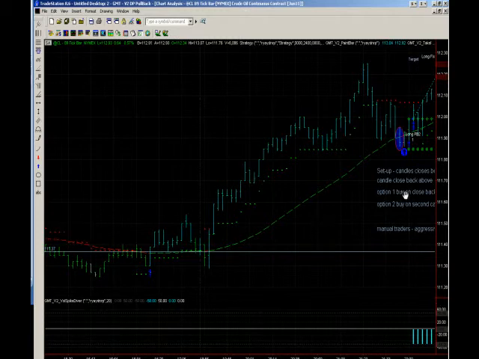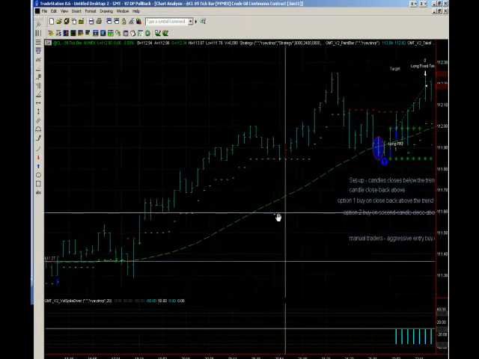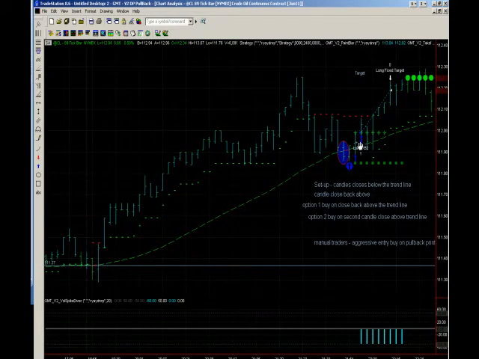So option 1 is to buy on a close back above that trend line, and option 2 is to buy on a second candle close. So there's your first candle close, there's your second candle close. We'll just widen this out a little bit so we can see this a little clearer, and pull that back. So there's our second candle close, and that would have you in the trade.